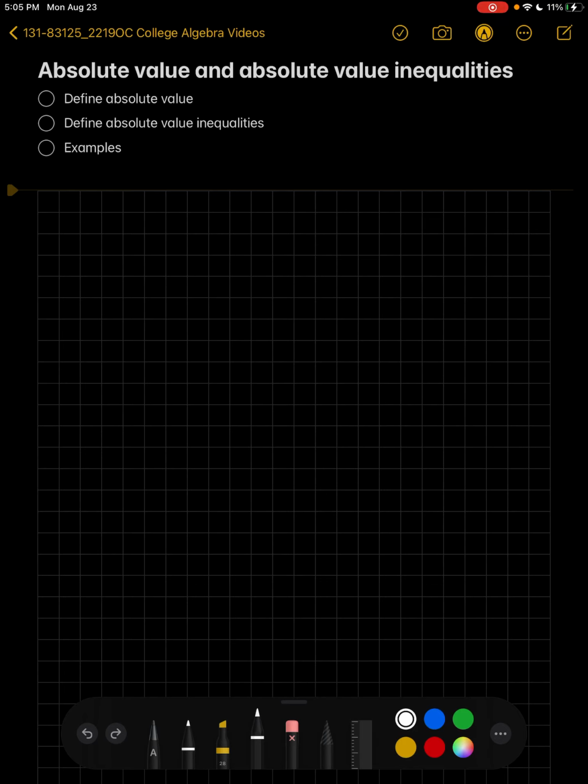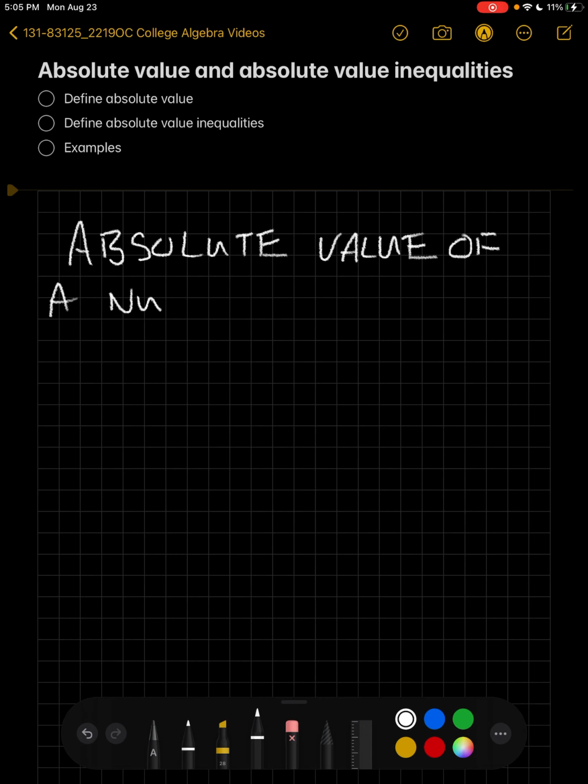So, just to start us off with a simple definition, the absolute value of a number is its distance from 0 on a number line.